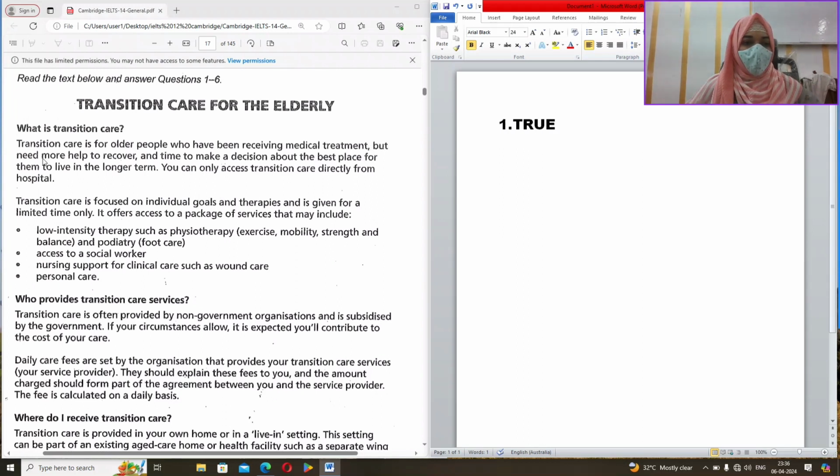But they need more help to recover and time to take a decision about the best place for them to live in the longer term. About the place, you can access transition care directly from the hospital. Transition care is focused on individual goals and therapies given for a limited time only. What he said here: limited time.